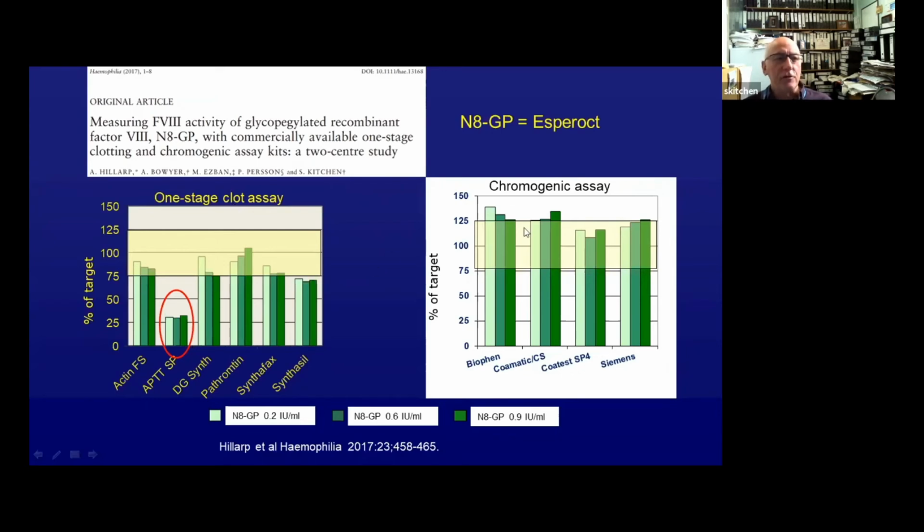A number of reagents here and here recovering close to the expected, suitable for use. Here's an assay which significantly underestimates. aPTT-based reagent ABT-TSP should not be used to monitor this product.